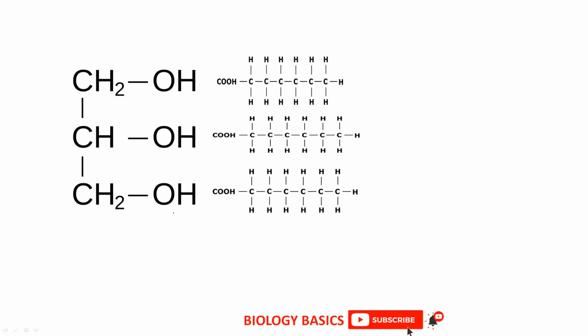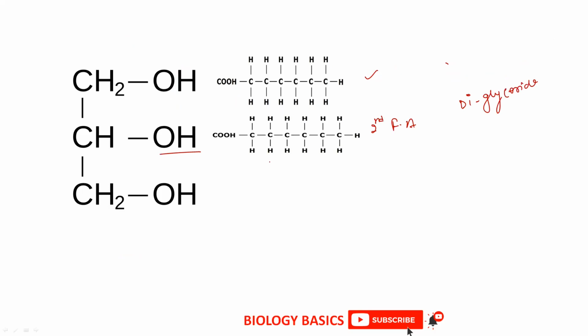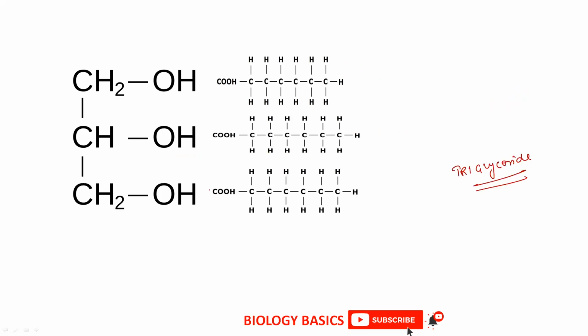Okay. Now if you have the third fatty acid, it is going to be linked with the third OH of the glycerol. This is termed as triglyceride. So in monoglyceride, you have one fatty acid linked with one OH of the glycerol. In diglyceride, you have two fatty acids, this is the one, and this is the second, linked with the OH. And in the triglyceride, you have three fatty acids linked with the three OH of the glycerol. I hope this is clear, right?